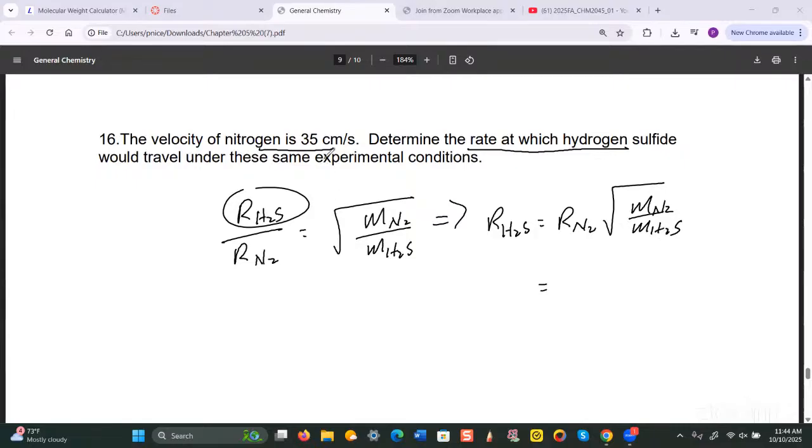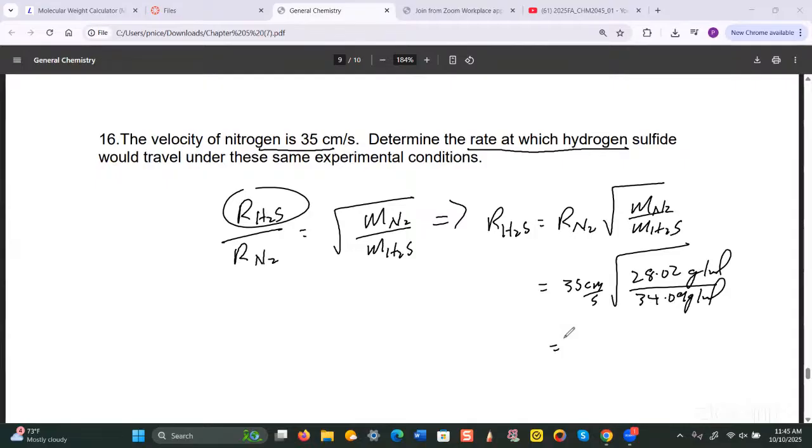Now, one number that we have already is the 35 centimeters per second, right? So the molar mass of nitrogen would be 14.01 times 2, so that would be 28.02 grams per mole. And then in the case of hydrogen sulfide, that's 32.07 plus 2 times 1.008. So according to my calculation, this works out to be equal to 34.09 grams per mole.